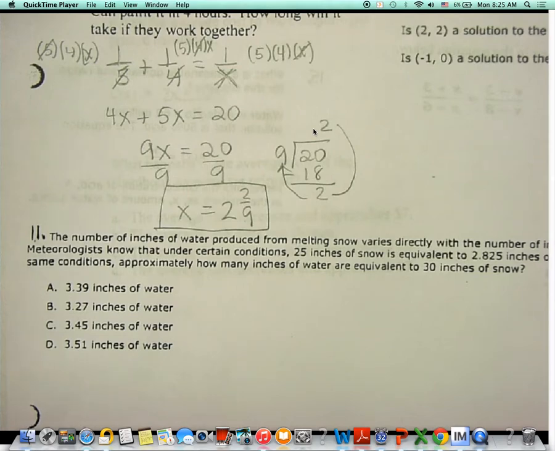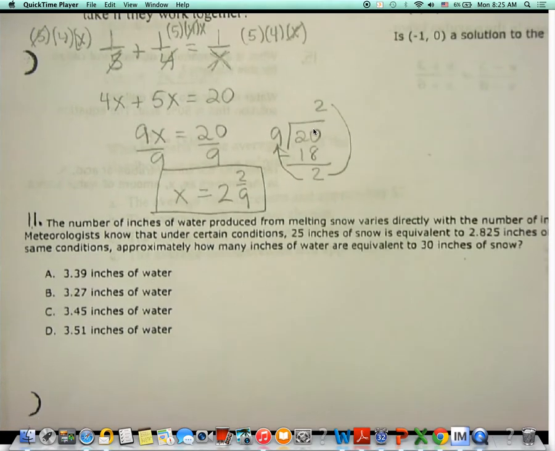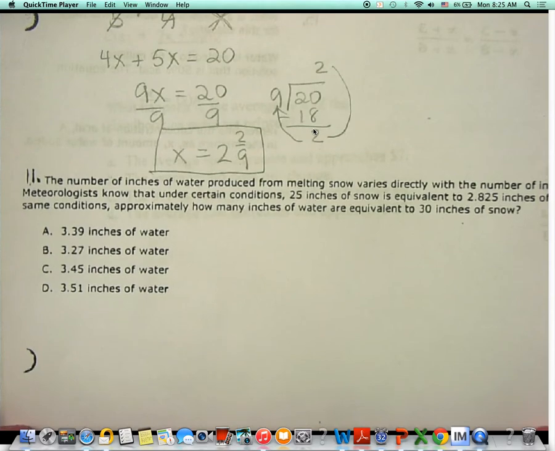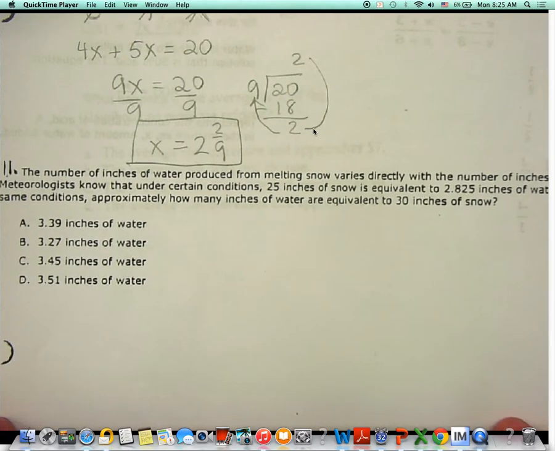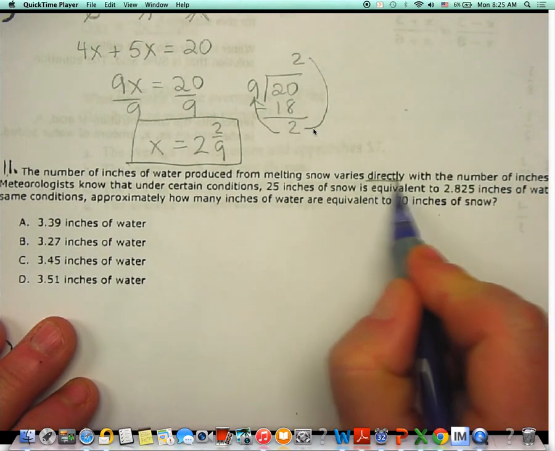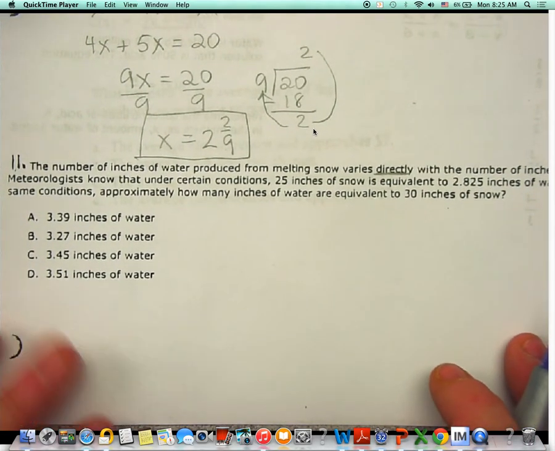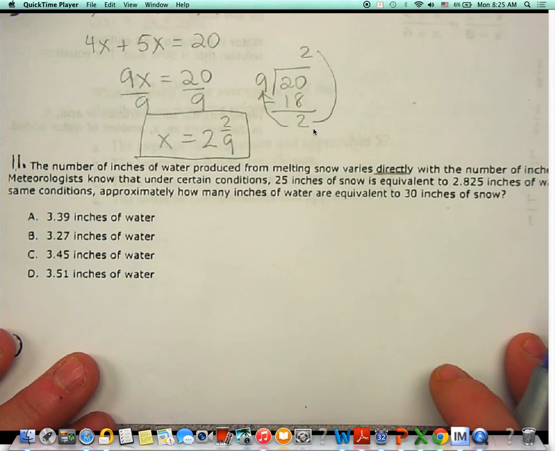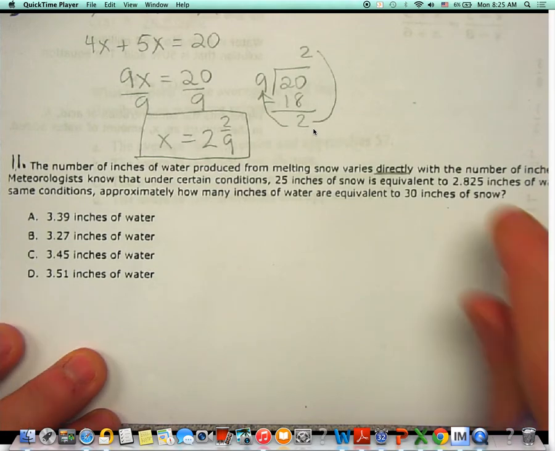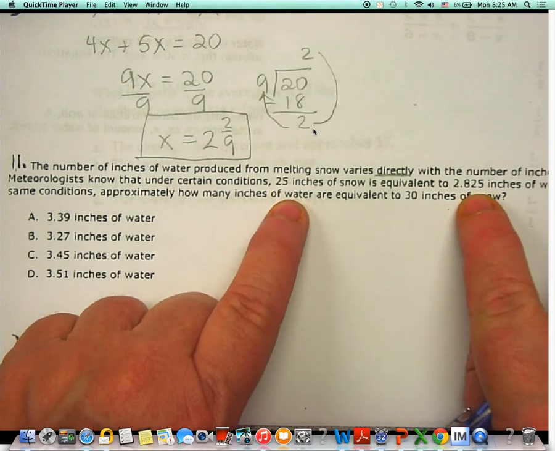Okay, we'll do number 11, then go back up to number 9. Okay, the number of inches of water produced from melting snow varies directly with the number of inches of snow. Okay, meteorologists know that under certain conditions, 25 inches of snow is equivalent to 2.825 inches of water.